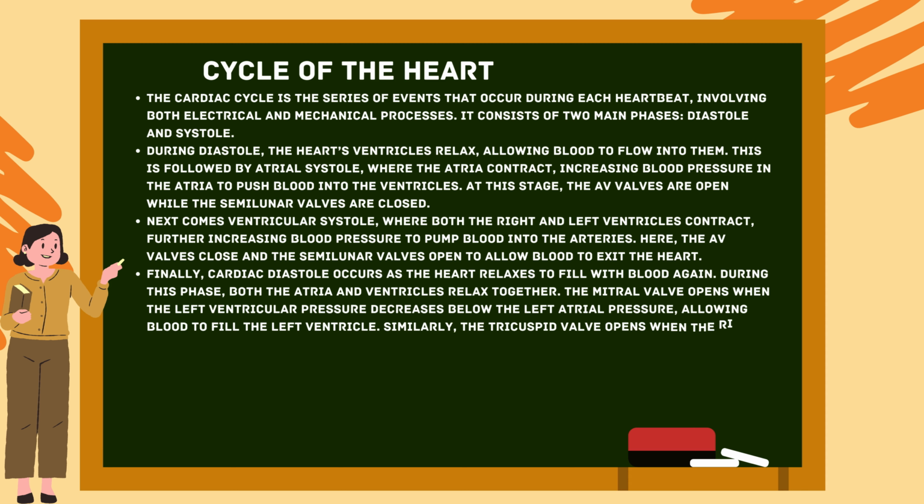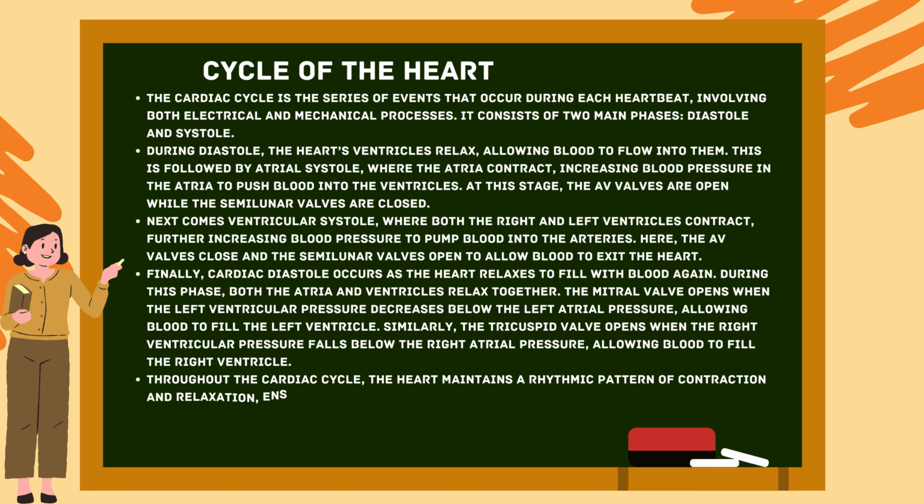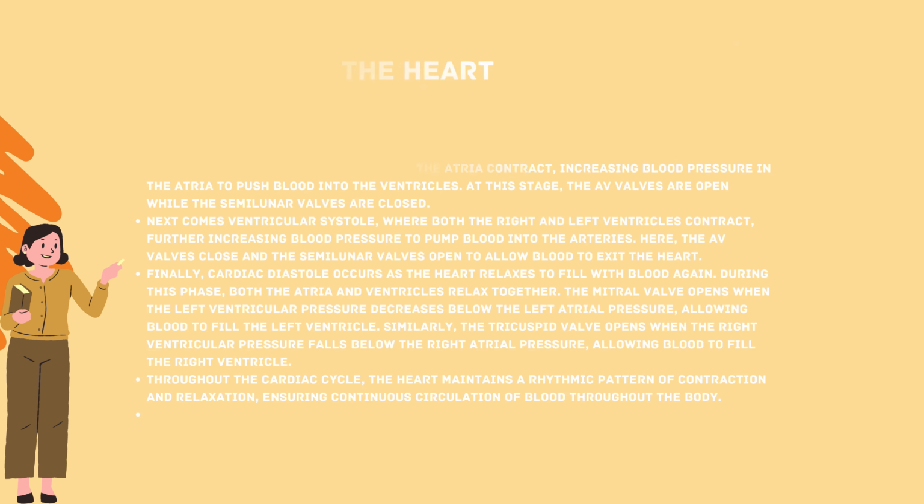The mitral valve opens when the left ventricular pressure decreases below the left atrial pressure, allowing blood to fill the left ventricle. Similarly, the tricuspid valve opens when the right ventricular pressure falls below the right atrial pressure, allowing blood to fill the right ventricle. Throughout the cardiac cycle, the heart maintains a rhythmic pattern of contraction and relaxation, ensuring continuous circulation of blood throughout the body. Let's understand in detail.